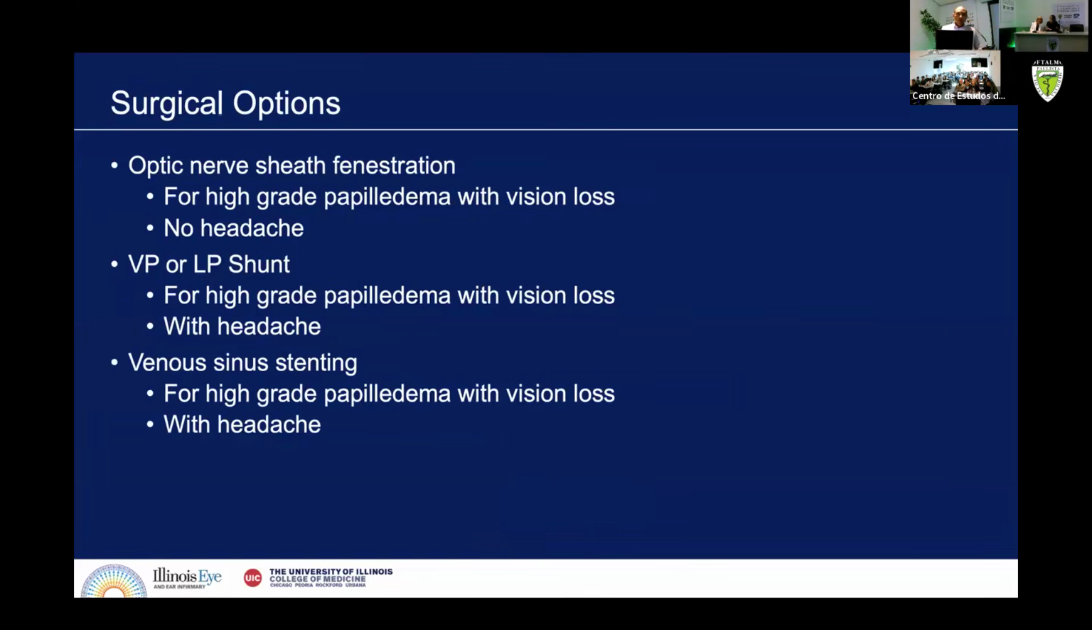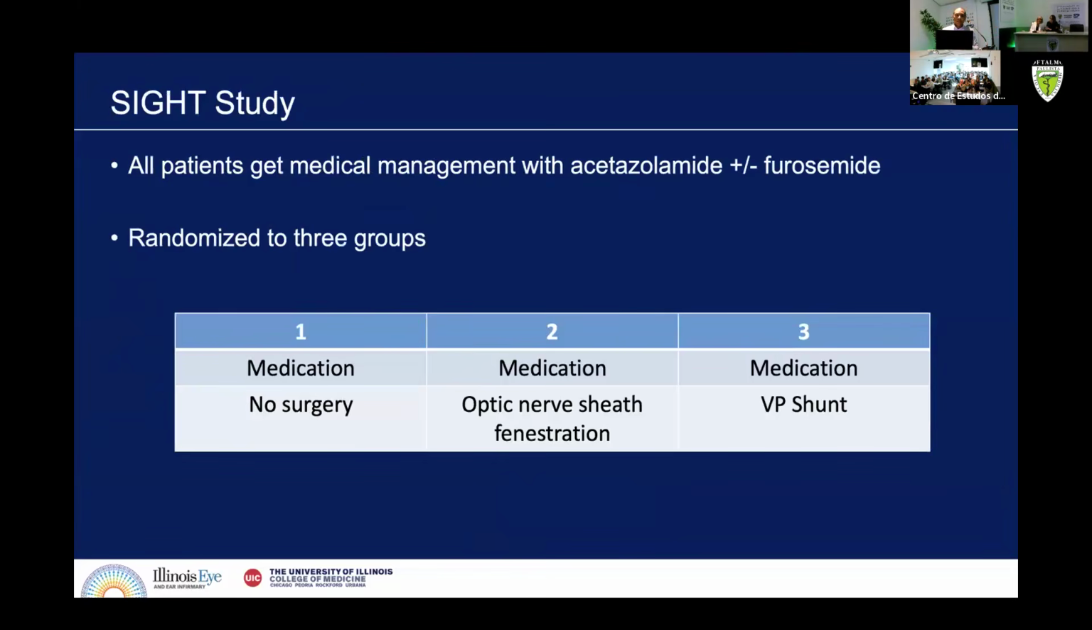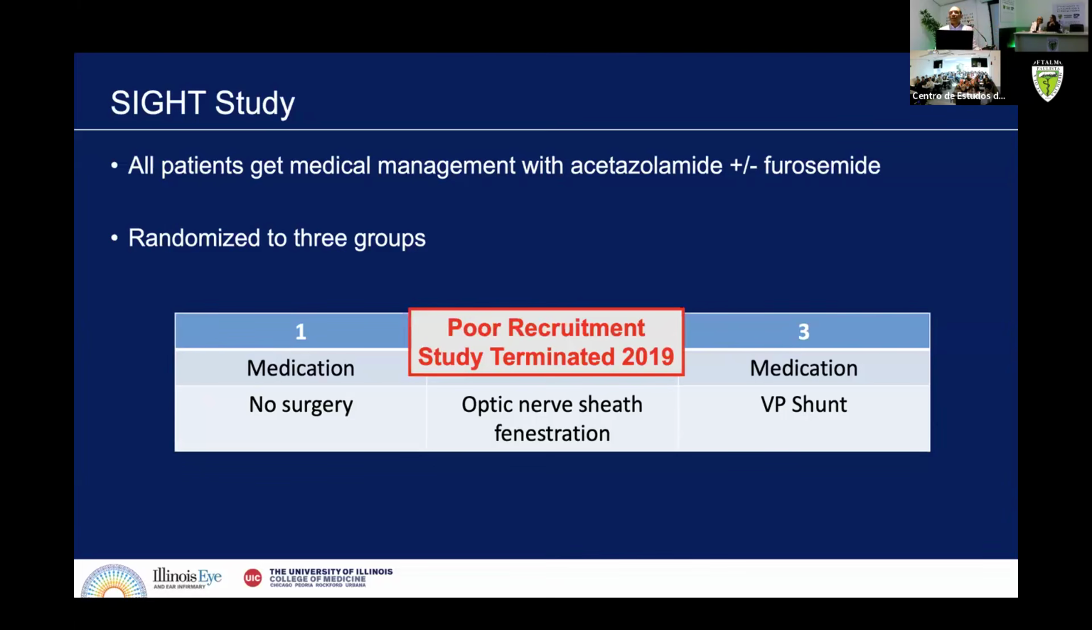Finally, the surgical options. There are 3 right now: optic nerve sheath fenestration, shunting, and venous sinus stenting. The problem is we don't really know when to do which of these. So here's an important study that about 5 years ago, a group was trying to answer exactly that. Patients were going to get medication and either no surgery, a fenestration, or a shunt. The problem was this study didn't recruit well. Patients didn't want a randomization tool deciding if they would get brain surgery or not, which is understandable, but unfortunately we then couldn't answer this question. And today we still don't know the best treatment.